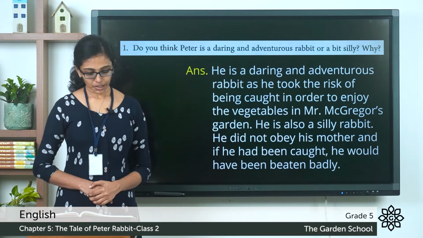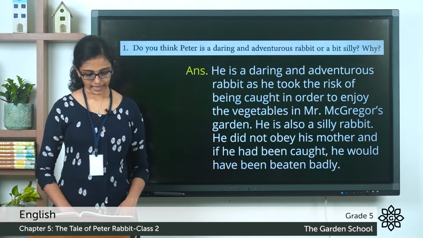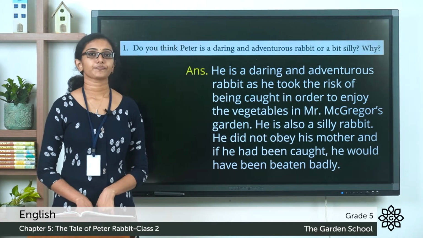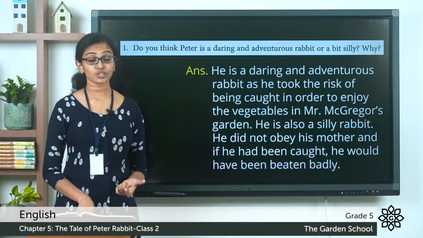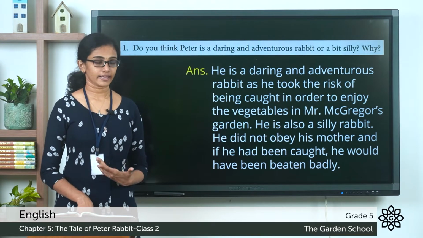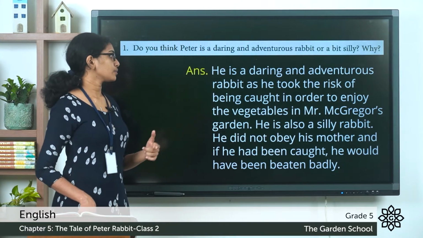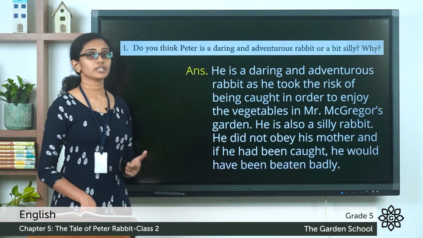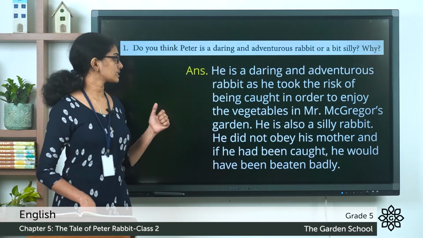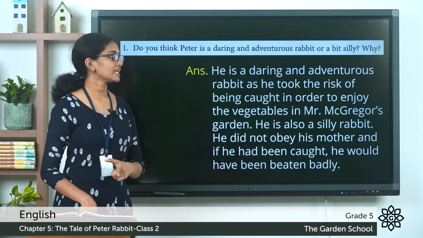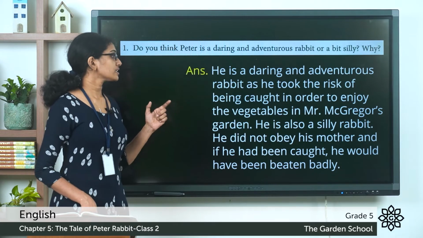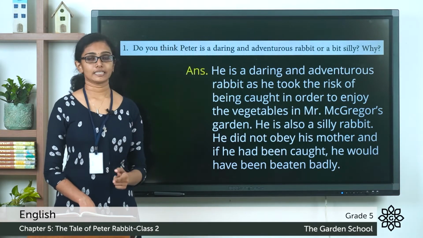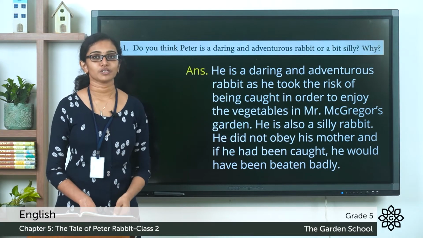The first question, do you think Peter is a daring and adventurous rabbit or a bit silly? Why? Is he a daring and adventurous rabbit or a bit silly? I think he is a daring and adventurous rabbit as he took the risk of being caught in order to enjoy the vegetables in Mr. McGregor's garden. He is also a silly rabbit because he did not obey his mother, and if he had been caught, he would have been beaten badly. By whom? By Mr. McGregor.